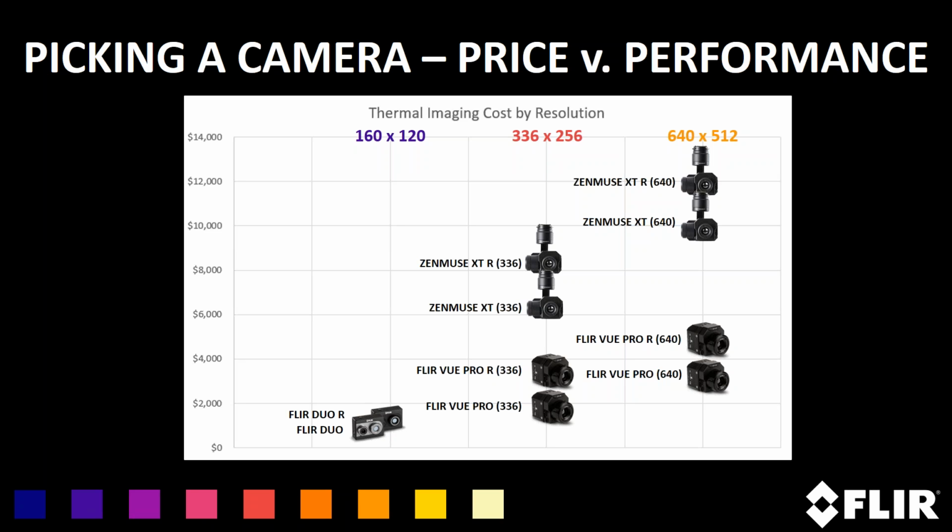But when you're moving up to the 336 and 640 levels of the View Pro, you're paying in between $2,000 to $4,500 US. But when you jump up to the fully integrated Zenmuse XTs, you're looking in between around $6,500 to $10,000. For radiometric versions, even more. So this kind of illustrates the variety of choices that you have.